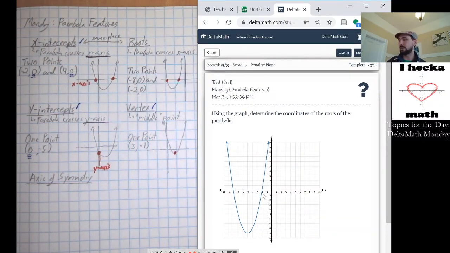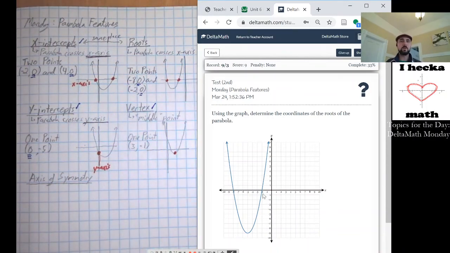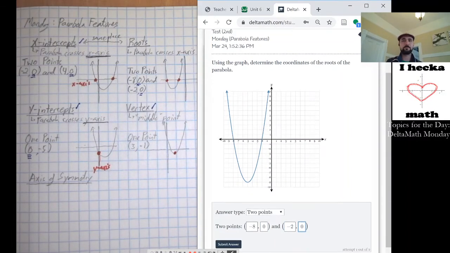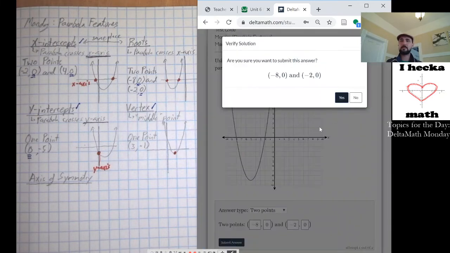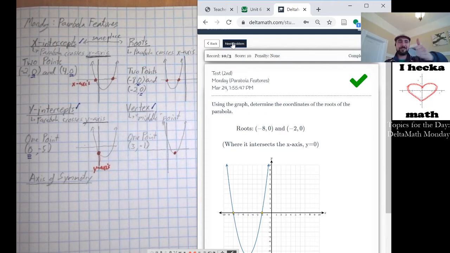Let me underline the zeros again because they do matter, right? Zeros. When the y value is 0, that's where we find our roots, and that's where we find our x-intercepts. So this answer type is 2 points because there's 2 of those dots, 2 of those x-intercepts. So negative 8, comma 0, and negative 2, comma 0. Submit. Yeah, green check mark. Feels good. Okay.